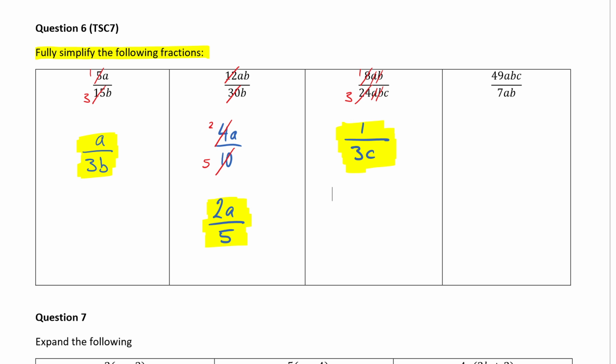Then we'll come to our next one here. All right, what can we cancel here? Well, I've got an A and an A, a B and a B. And then I've got 49 and 7, both of which are divisible by 7. So this will cancel. 7 divided by 7 is 1. 49 divided by 7 is 7. And that means what I'm going to end up with here is I've got a 7 up the top. I've got a C up the top. I've got a 1 down the bottom. Now, 7c over 1 is going to be 7c. Because remember, anything divided by 1 is just the numerator. So there's my answer for that one.